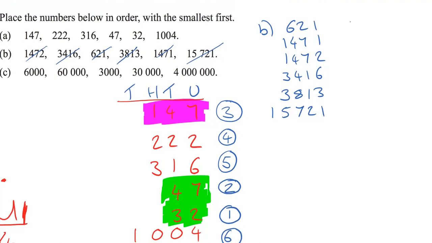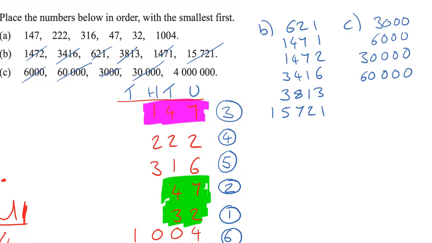We move on now and have a look at C. Starting from the smallest, we should start with 3,000. Then it's 6,000. Then it's 30,000. Then it's 60,000. And finally, the largest number there is 4 million. And those are the answers.